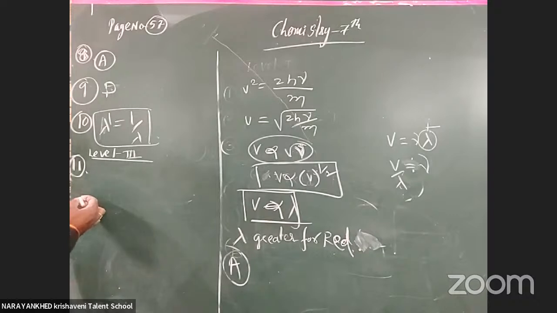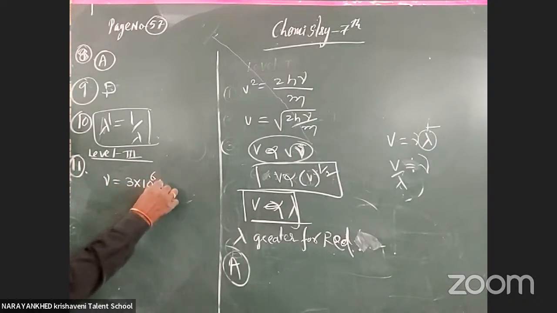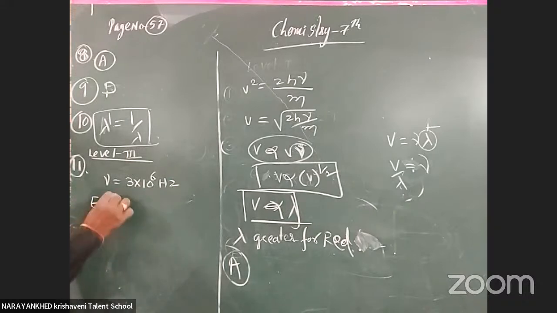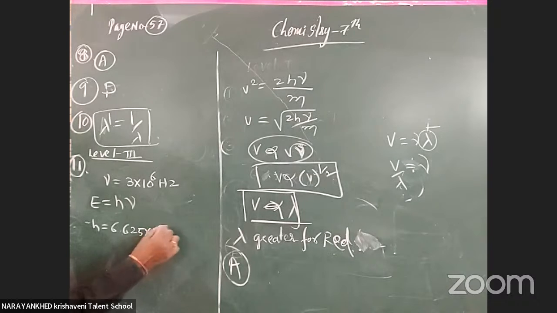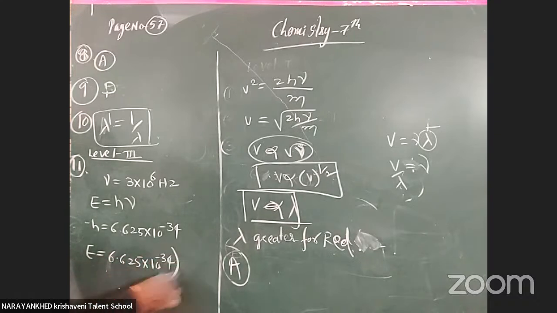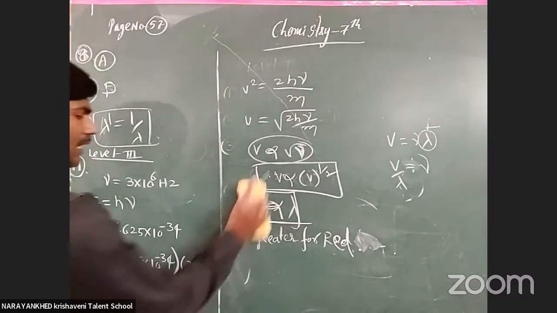Find the energy of the photon that corresponds to the light at 3 into 10 to the power of 6 hertz. Here the frequency is given, nu equal to 3 into 10 to the power of 6 hertz, and we have to find the energy, h nu. Got it or not? Now h is 6.625 into 10 to the power of minus 34. Now E is equal to 6.625 into 10 to the power of minus 34 into the nu value, 3 into 10 to the power of 6 hertz. Got it or not?